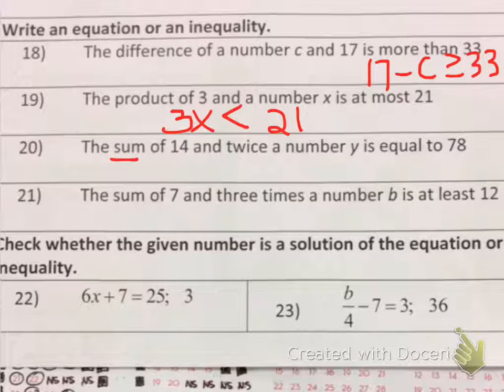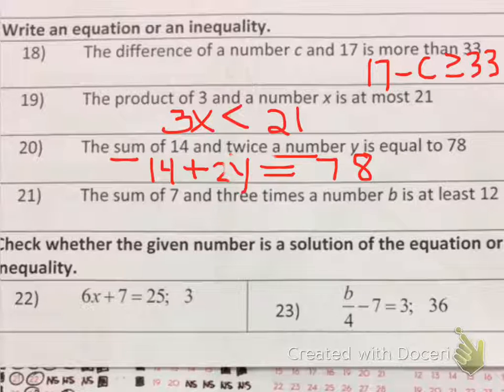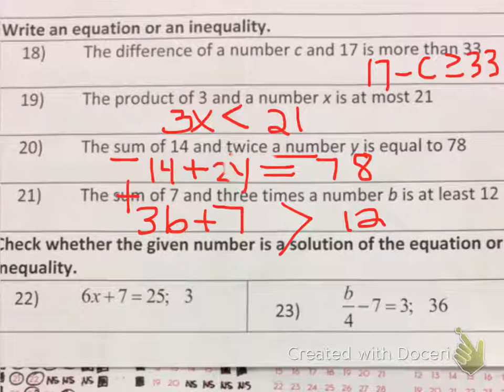The next one says the sum of 14 and twice a number. Oh, and it called the number y, so I need to erase that n that I just wrote. Sometimes I like to use the variable n for my number, but this time it told me it had to be y, so I actually have 2y, is equal to 78. So it's going to be equal to the number 78 this time. And then number 21 says the sum, which means plus, of 7 and 3 times the number b is at least 12, which means the smallest it can be is 12, which means it has to be greater than 12.